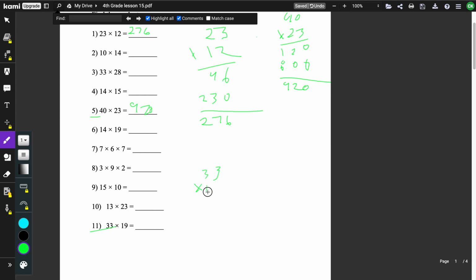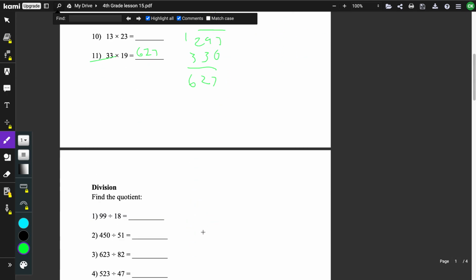33 times 19. 3 times 9, 27, 3 times 9 again, 27, and added, 297. 10 times 33 is going to be 330, and adding these all together should give you 627 as your answer for number 11.